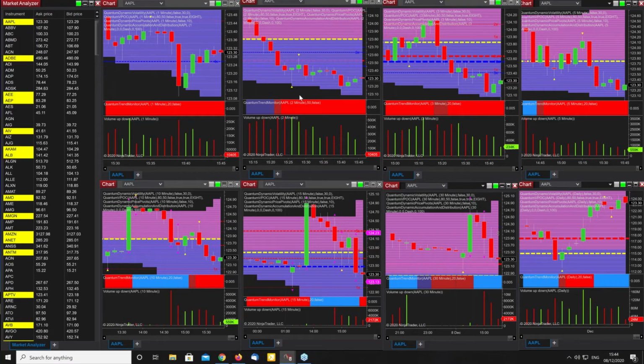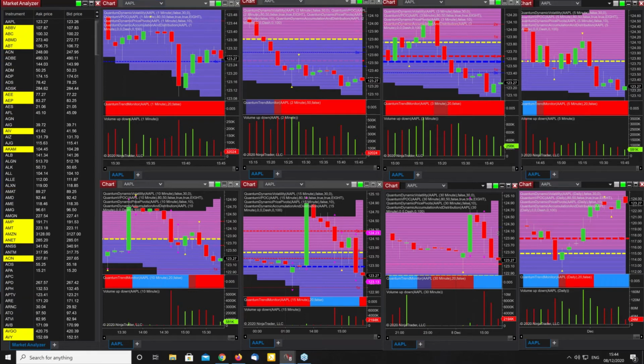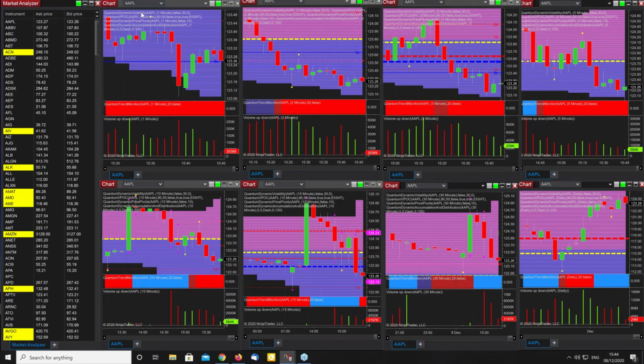So this was just to give you a flavor of the sort of things we're doing, and also to demonstrate to you that it really doesn't matter what you're trading, what the instrument is. This is Apple, but it could be anything. It really doesn't matter. The indicators work in exactly the same way. The principles are exactly the same.